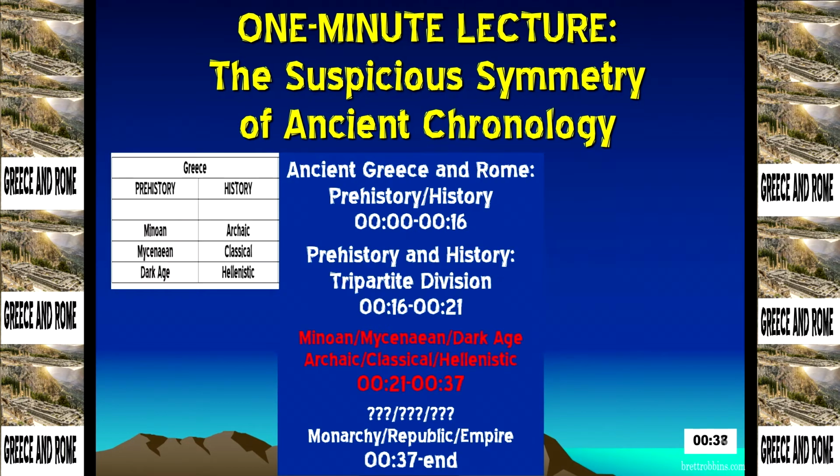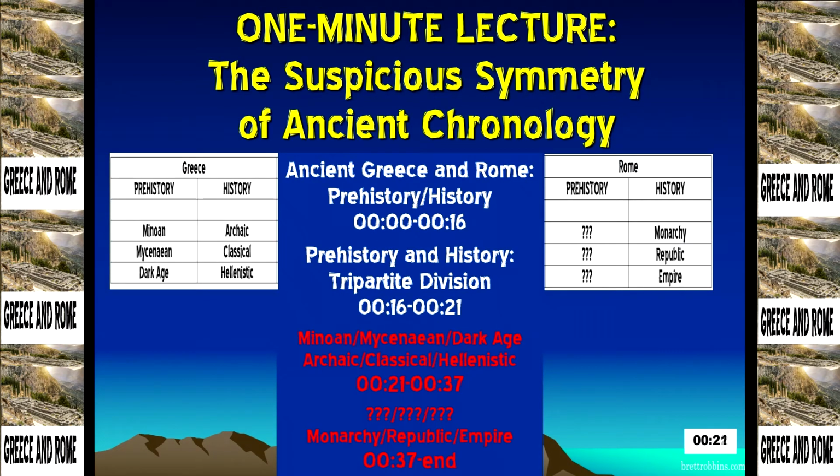The first era of Greek prehistory is called the Minoan. The second is Mycenaean. And then thirdly, you have the so-called Dark Age of Greek prehistory. Then, with history, you have three periods: the Archaic, and then Classical, and then the Hellenistic.